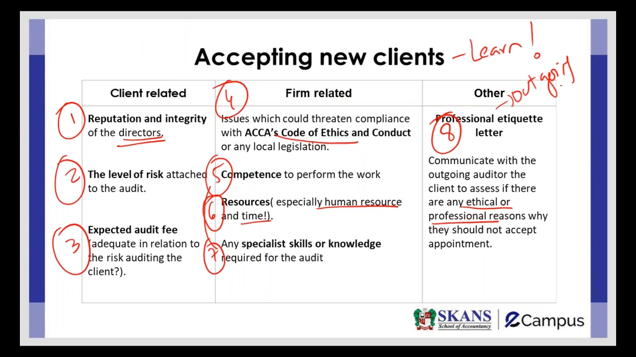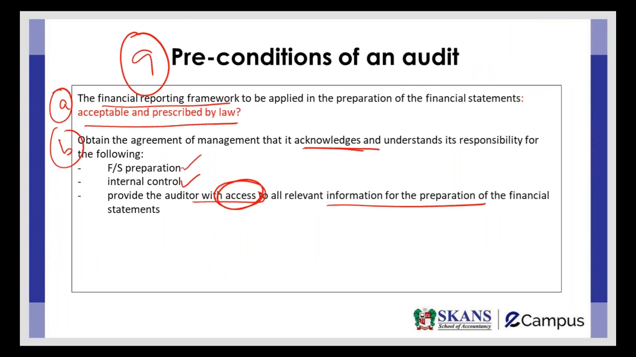So you should remember in an exam, that when you're accepting new clients, there are 9 areas that I need to keep in mind. Reputation, integrity of directors, any factor which increases the risk of fraud and error in the financial statements that I find out now before accepting the client, the fee that I'm going to charge. Is there any independence issue? Do I have the competence, knowledge, expertise to conduct the audit? Do I have the resources to conduct the audit? What has the outgoing auditor replied in the professional etiquette letter? Have the preconditions of an audit been met? If you've considered these 9 areas, you are now ready to sign the engagement letter.